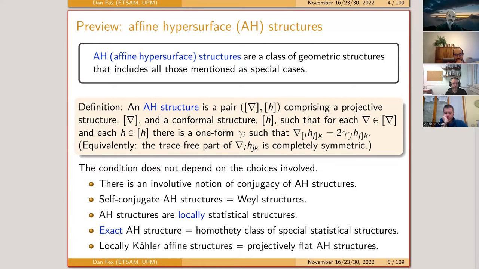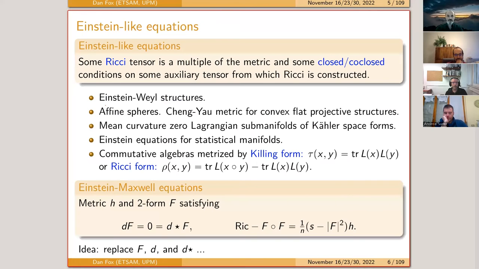And I need to motivate it, obviously. But let me say first what I mean a little bit by Einstein-like equations. So for me, Einstein-like equations are going to mean that some Ricci tensor, which is usually concocted from the Ricci tensor of some connection plus something else, is a multiple of the metric, and the auxiliary tensor from which the Ricci tensor is constructed is generally going to have to satisfy some closed conditions.